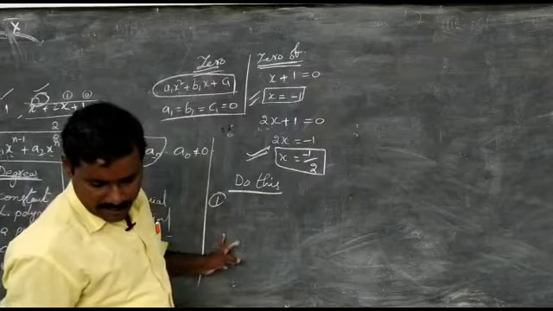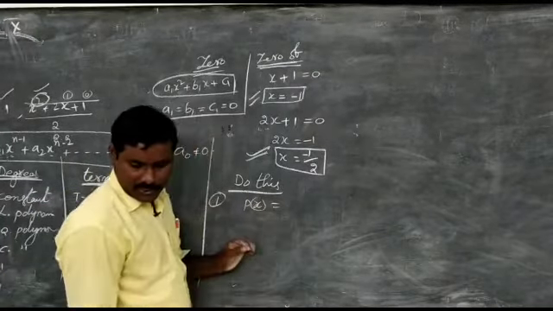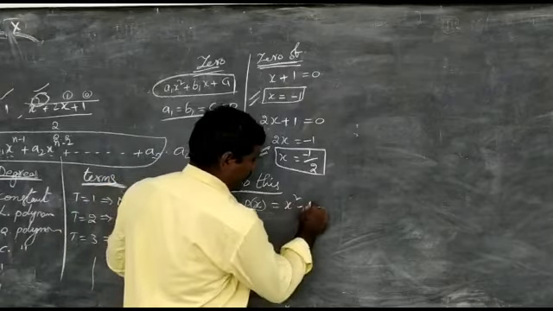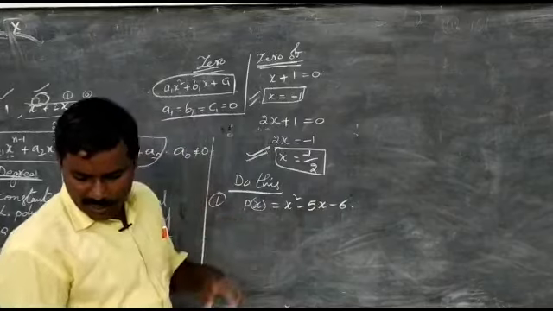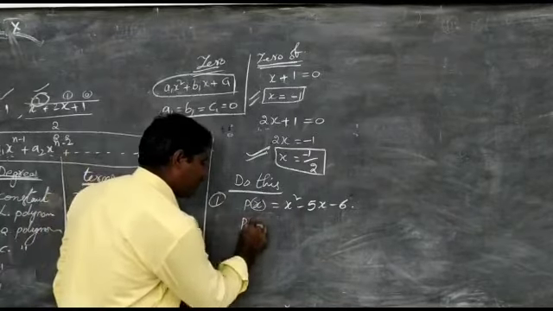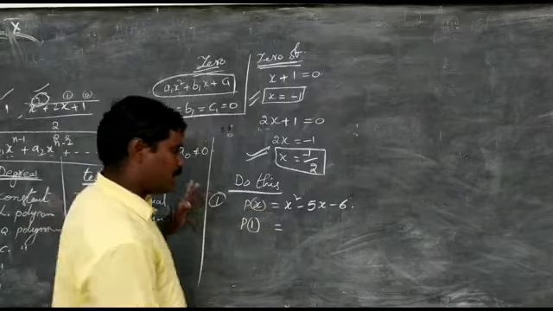Page number 49. The polynomial P of x is equal to x square minus 5x minus 6. Now find the value of P of 1. In the place of x you have to substitute 1.